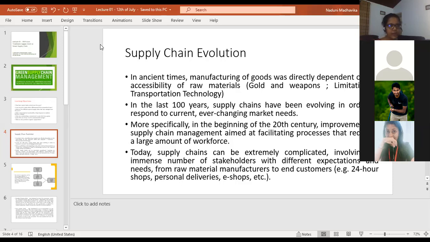The e-shops are there as a result of the technological advancements, and there are 24-hour open shops like 7-Eleven. These are some of the results of how the supply chain has been evolving over the past years. So now we are here, where we have 24-hour open shops, personal deliveries, e-shops. Likewise, these technological advancements, globalization and innovations have made supply chain management really complicated. I hope the point is understood.